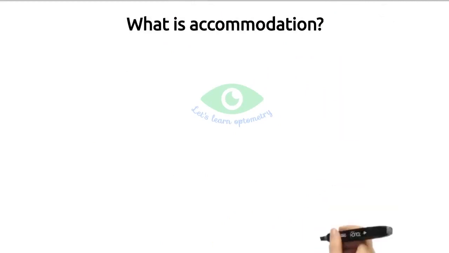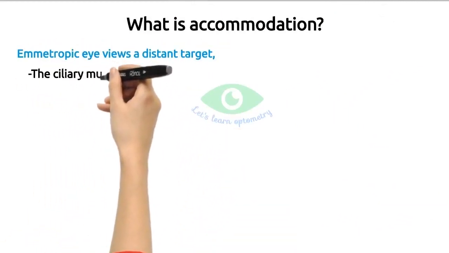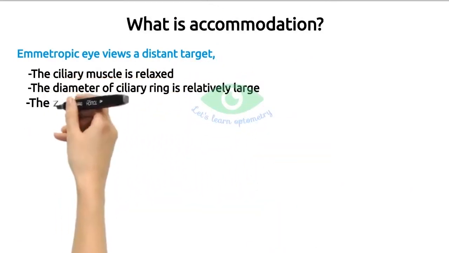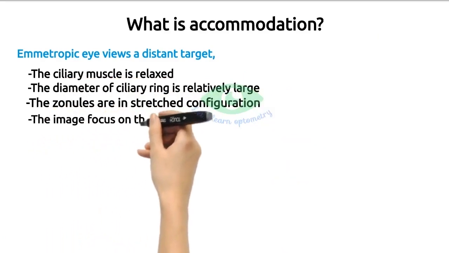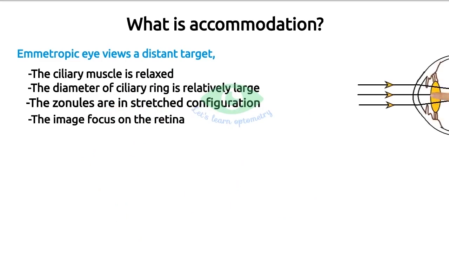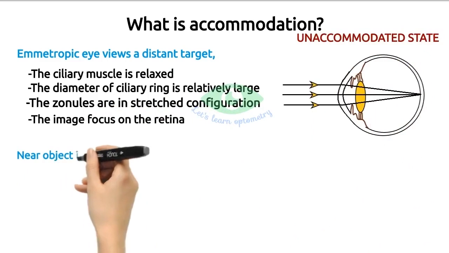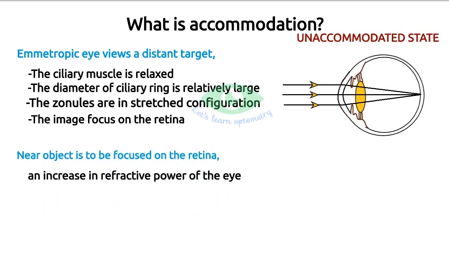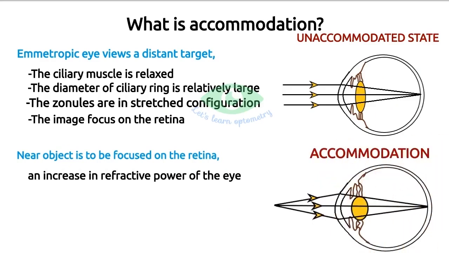What is accommodation? When an emmetropic eye is viewing a distant object, the ciliary muscle is relaxed, the diameter of the ciliary ring is relatively large, and the zonules are in stretched configuration, exerting tension on the lens capsule, which holds the lens in an unaccommodated state, so that the image gets focused on the retina. When a near object is to be focused on the retina, an increase in refractive power of the eye must occur. This increase in power is called accommodation.